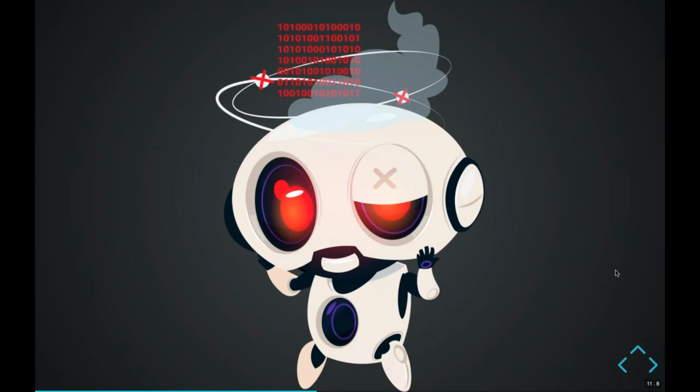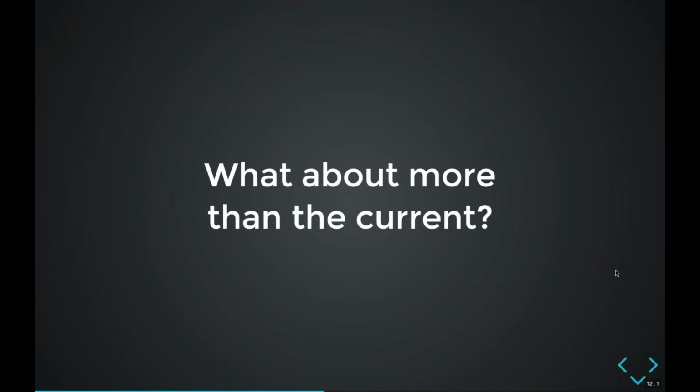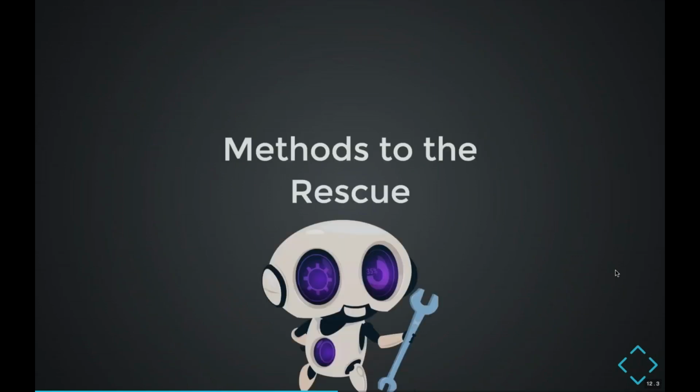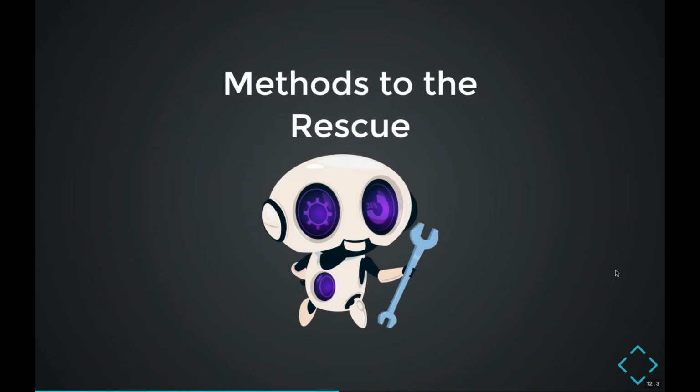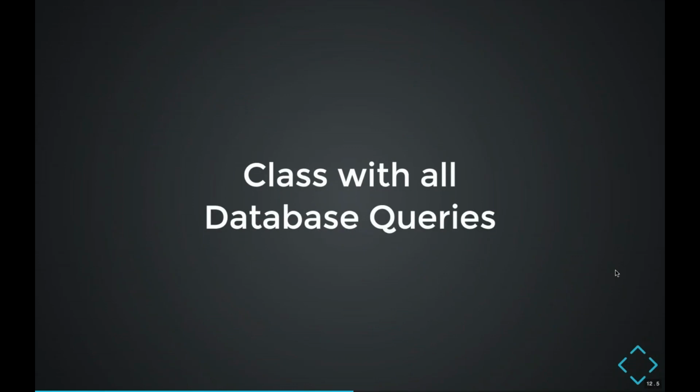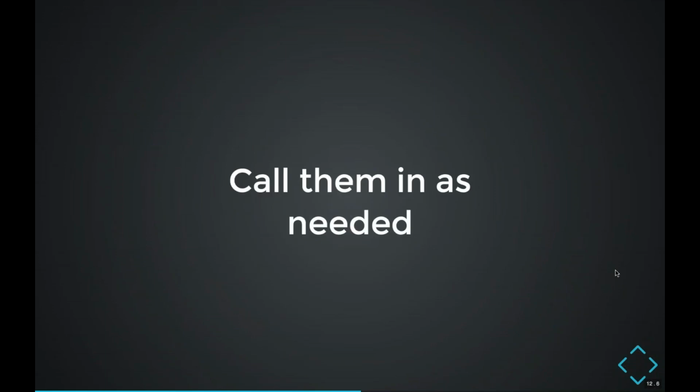Now, obviously, there's more to testing a lot of current systems under test today than just what's currently on the page, such as database queries or API calls. So to handle those cleanly and easily, we're going to use some methods. The best way I've found is to have a class with all the database queries, or a class with all of the API calls, typically broken down into the different segments. If it's an API, what are the different routes of the API calls, and that's how I organize it. But then it all ends up going into one massive one at the end. And then inside the tests, you would call them in as needed.